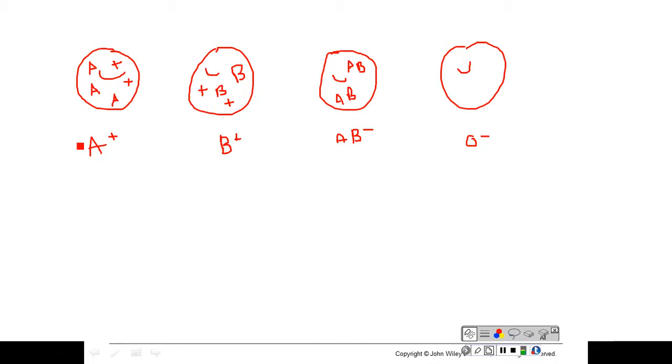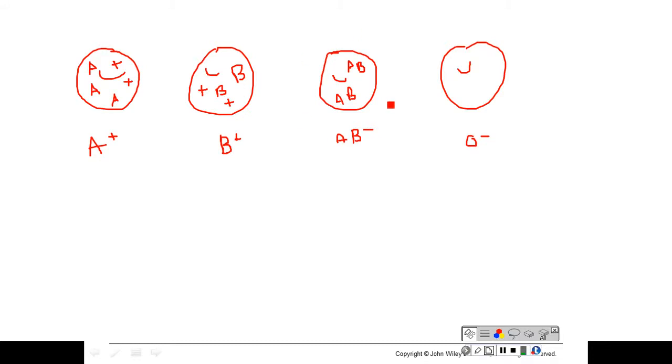Now, when A positive blood comes into contact with B positive blood, they're going to agglutinate or clump together. They're not going to fuse nicely. The people that have A blood produce B antibodies. In other words, people that have A blood cannot receive blood from type B donors. Their blood will clump and it will cause a serious overall reaction leading to systemic failure.